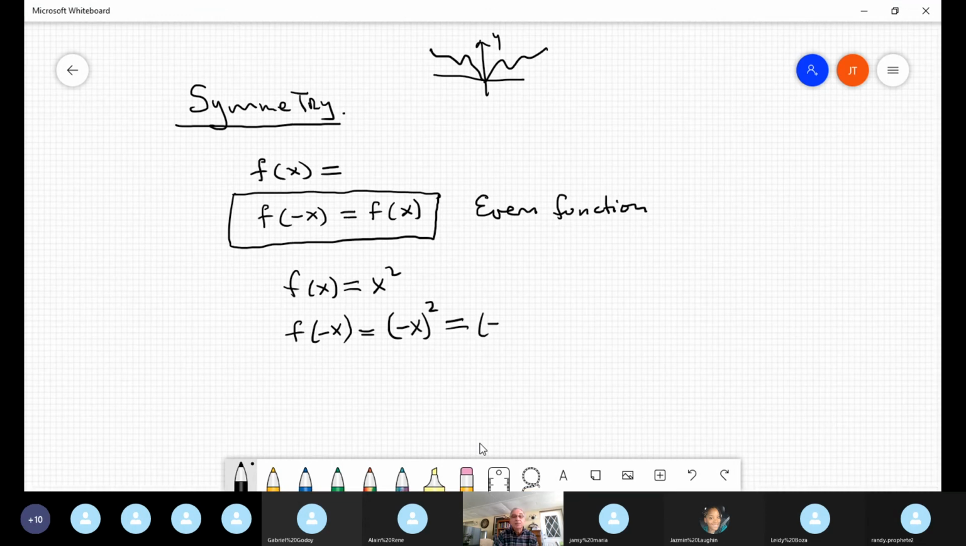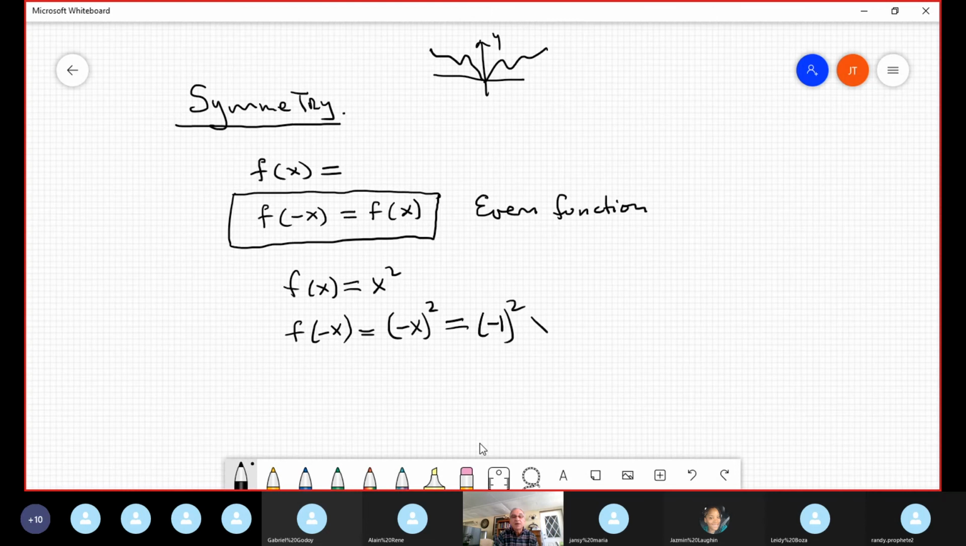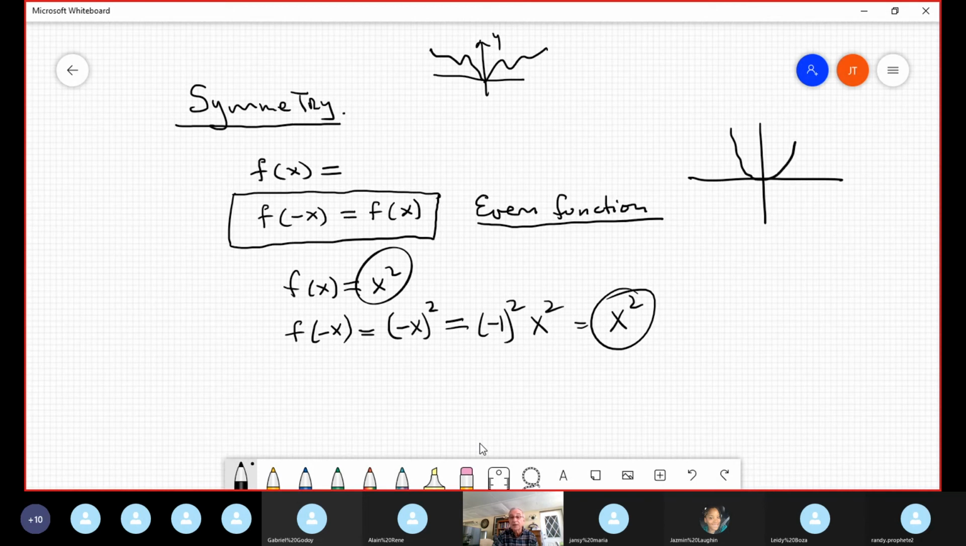This is negative 1 raised to the second power, and this is x to the second power. And negative 1 squared is positive 1. And when we compare this and this, it stays the same. Therefore, it's an even function. And it's extremely logical that it's an even function because the parabola looks like that. And when you do the reflection, this branch and this branch stay the same. Okay? But another, more complicated example, no.